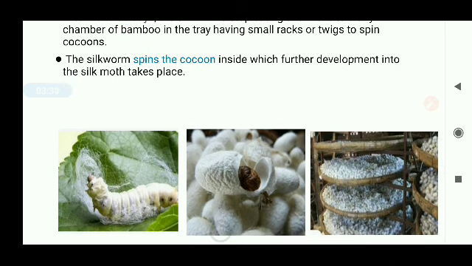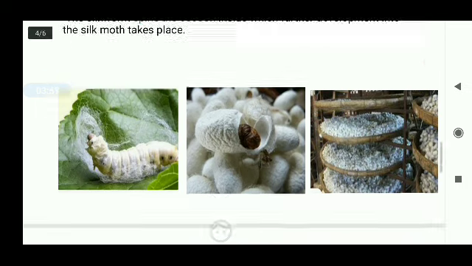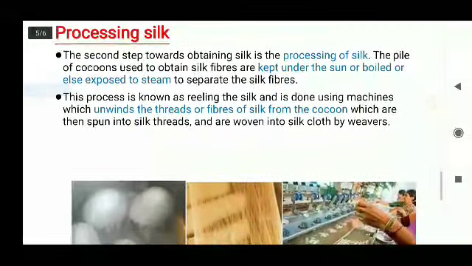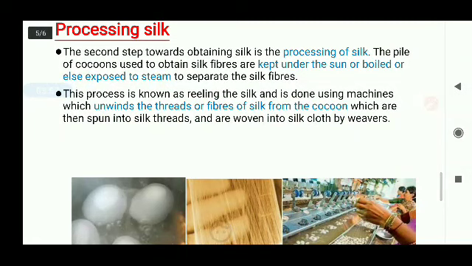The first figure shows a silkworm spinning a cocoon around itself, and the second figure shows a well developed, completely made cocoon in which the silkworm has developed into a moth. So this was about the rearing of silk. Now let us discuss the second step, that is the processing of silk.